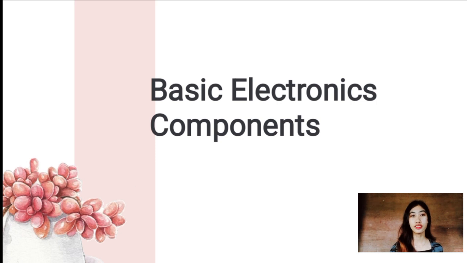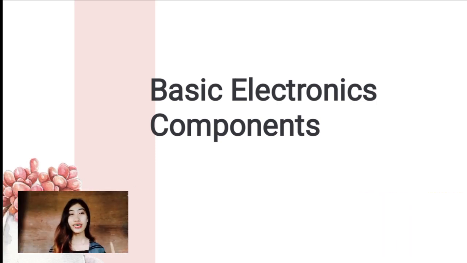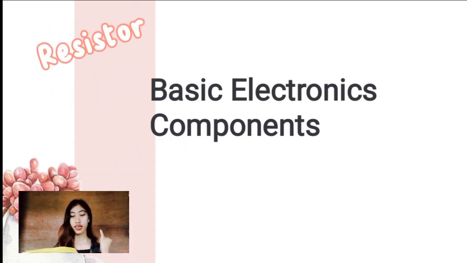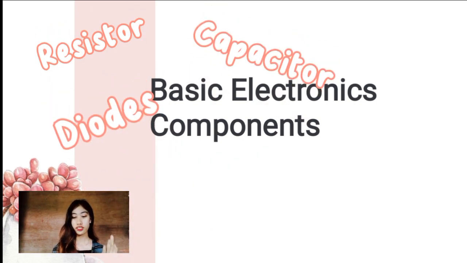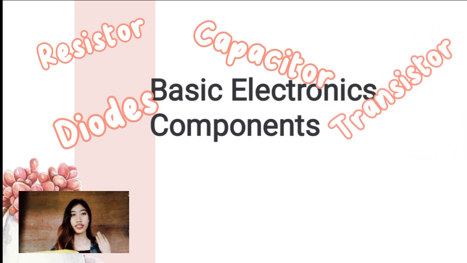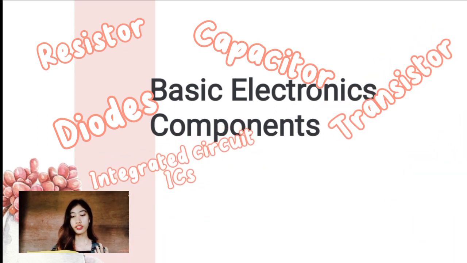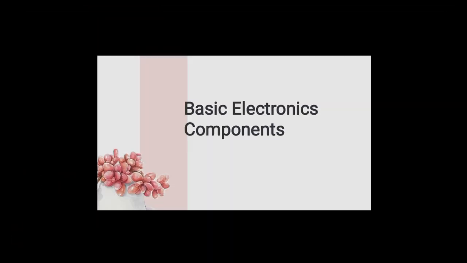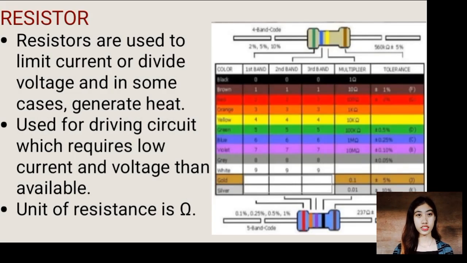Basic electronics components. Here are some of the basic components of the electronics. Basic electronics components include resistors, capacitors, diodes, transistors, integrated circuits or ICs, inductors, and transformer. First is resistor.